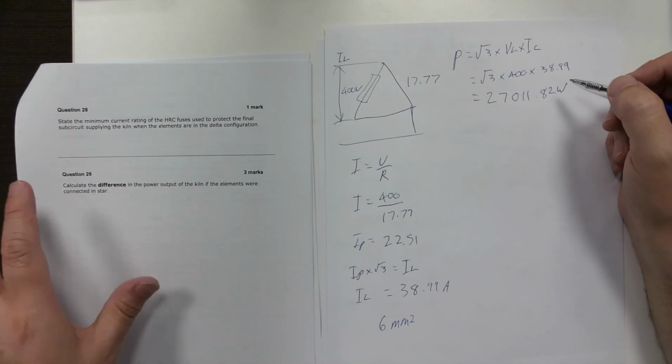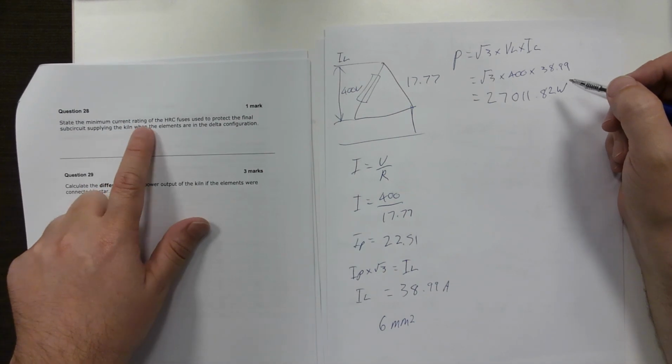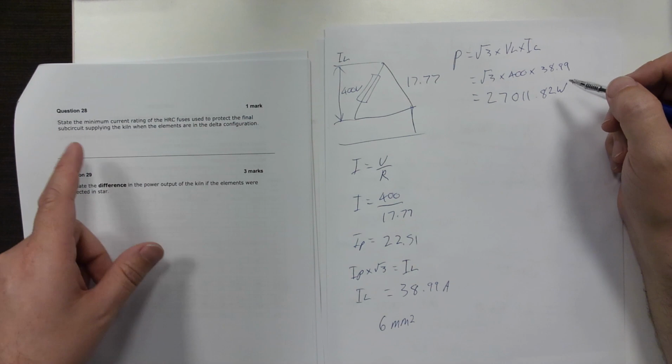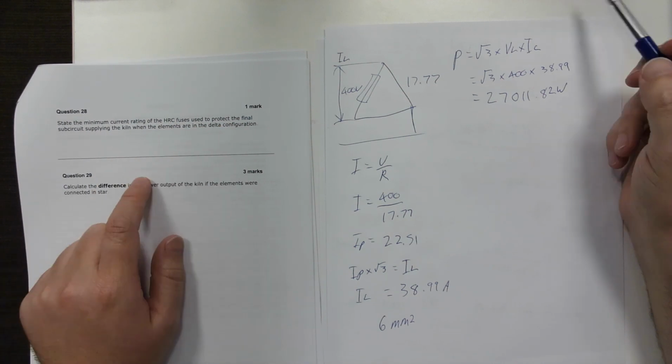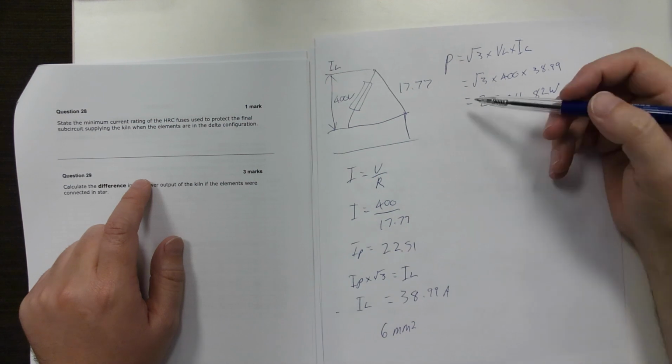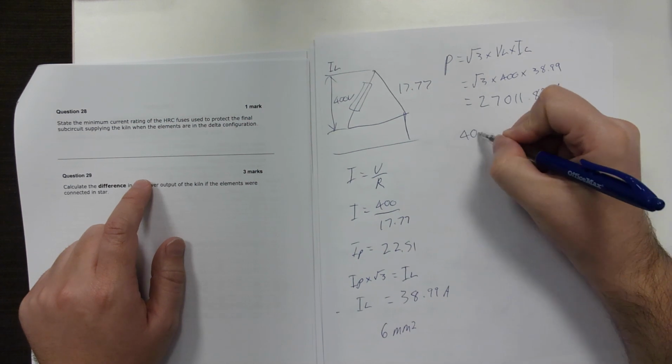Next question: state the minimum current rating of the HRC fuses used to protect the final subcircuit supplying the kiln when the elements are in delta configuration. So the next fuse up from 38.99 is a 40 amp fuse.